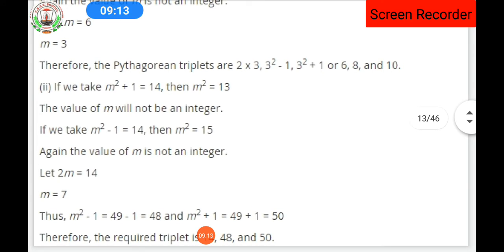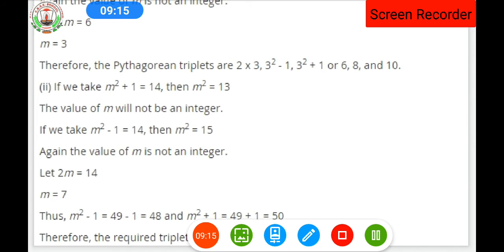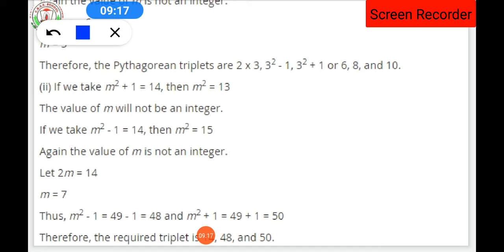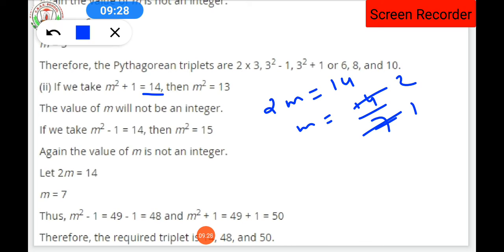Now moving toward the second part of the question: 2m is equal to 14. One of the members is given in the question as 14. So m is equal to 14 divided by 2, so here it will be 7. So m is equal to 7.